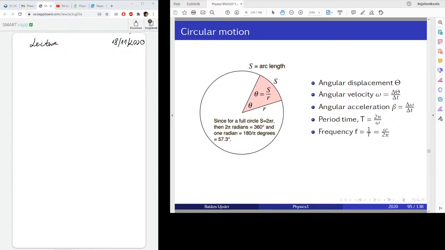All right, so let's talk a bit about circular motion. Few things you should know.